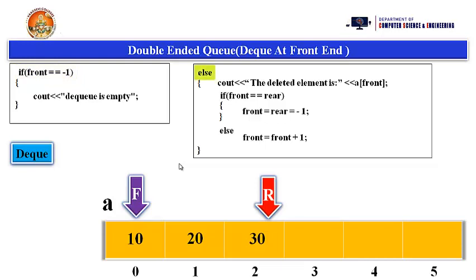And what are the else statements here? We need to delete the element using the front end, that is A of front. So what is A of front here? 10. It is pointing to the 10 value. That is, it is pointing to the 0th location and the value in that location is 10. Now we need to delete this 10. Next statement, we need to check the condition after deleting the element, if front equal to rear.